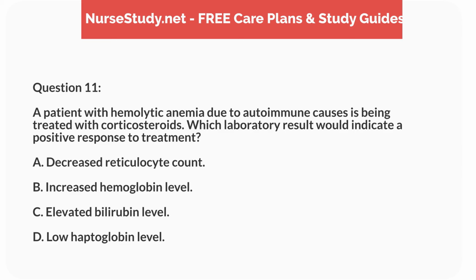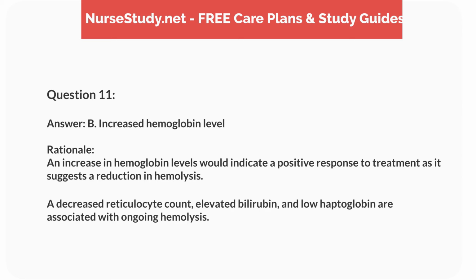Question 11. A patient with hemolytic anemia due to autoimmune causes is being treated with corticosteroids. Which laboratory result would indicate a positive response to treatment? A. Decreased reticulocyte count. B. Increased hemoglobin level. C. Elevated bilirubin level. D. Low haptoglobin level. Answer B.